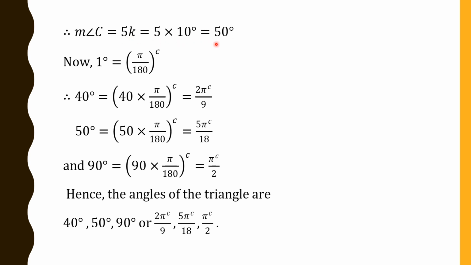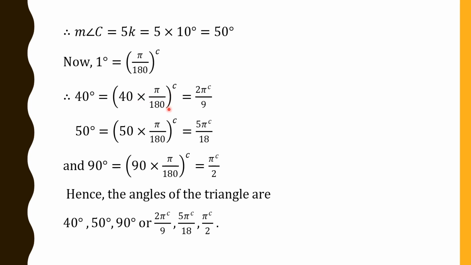We have to find these two angles in degrees. Also find in radians. We know that 1 degree equal to pi divided by 180 radian. Therefore 40 degree equal to, convert degree into radians, multiply this term by pi divided by 180.